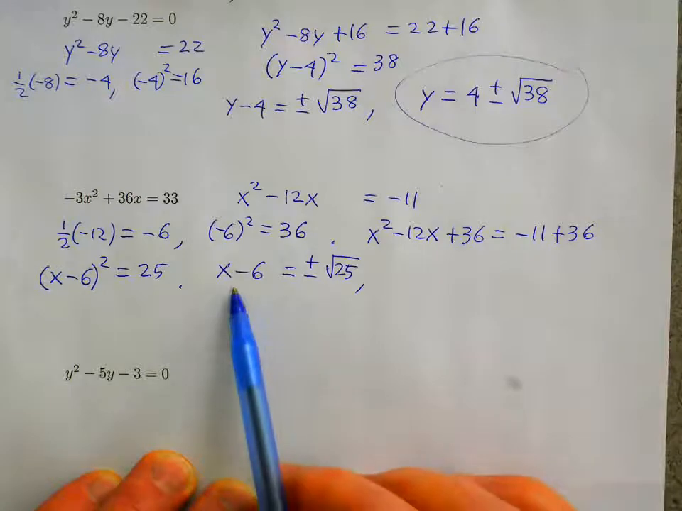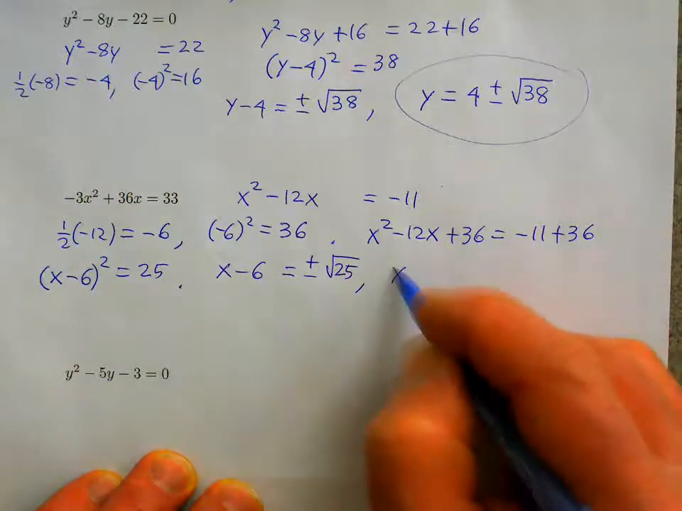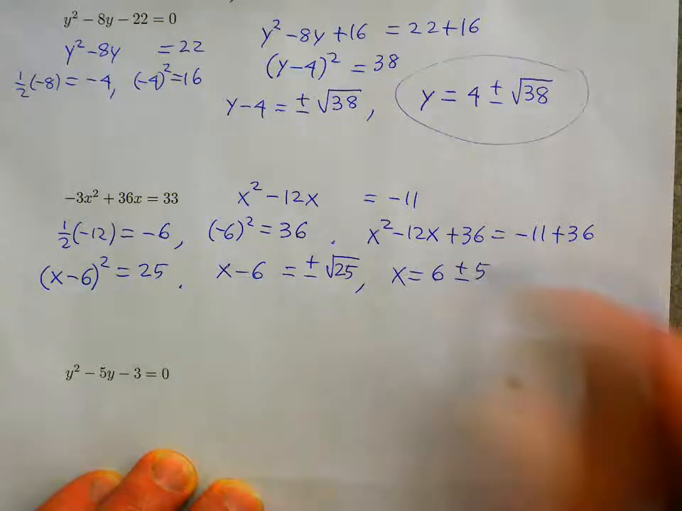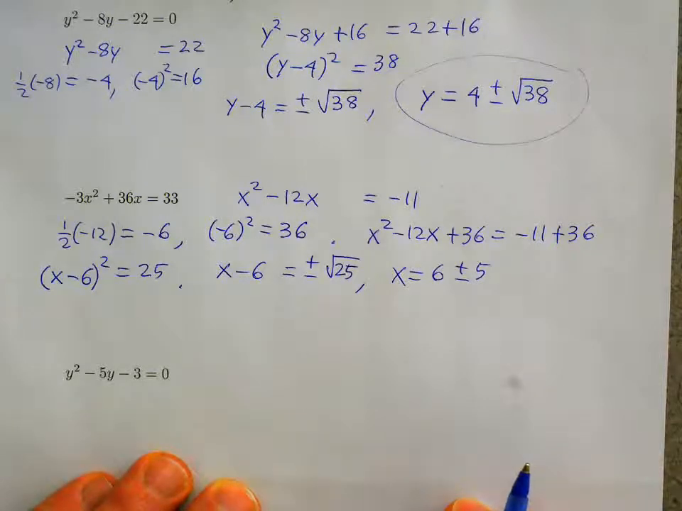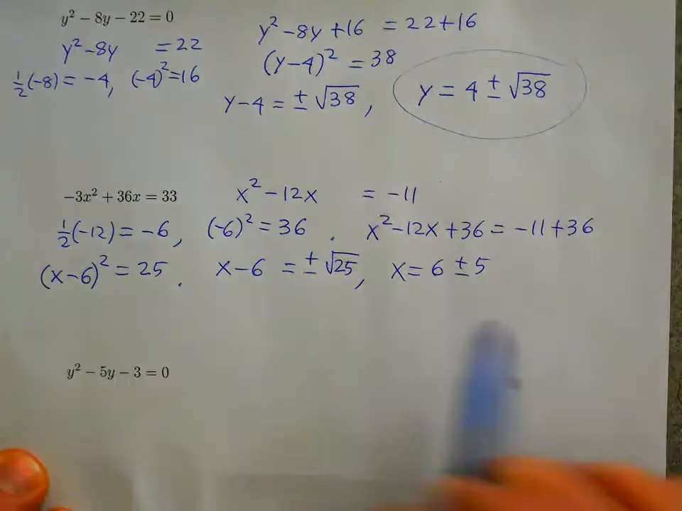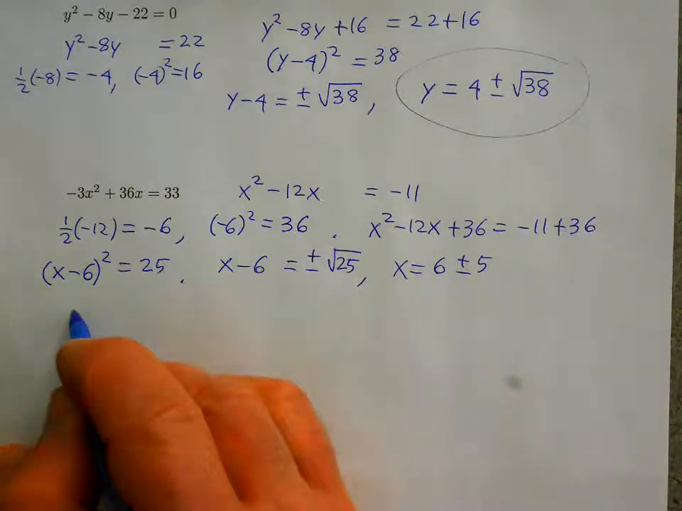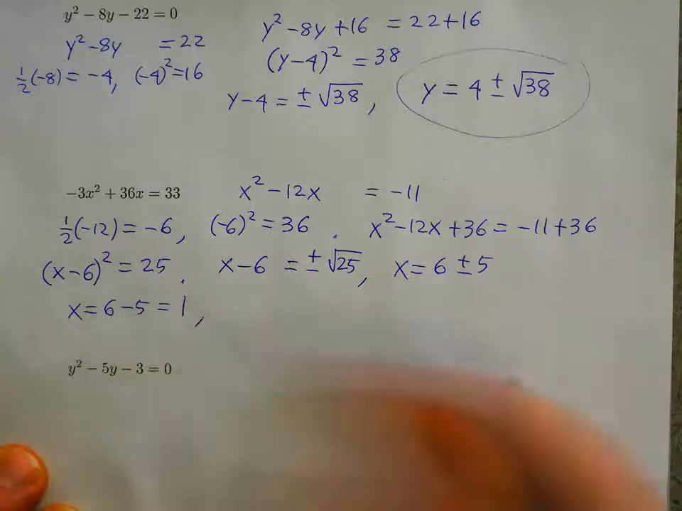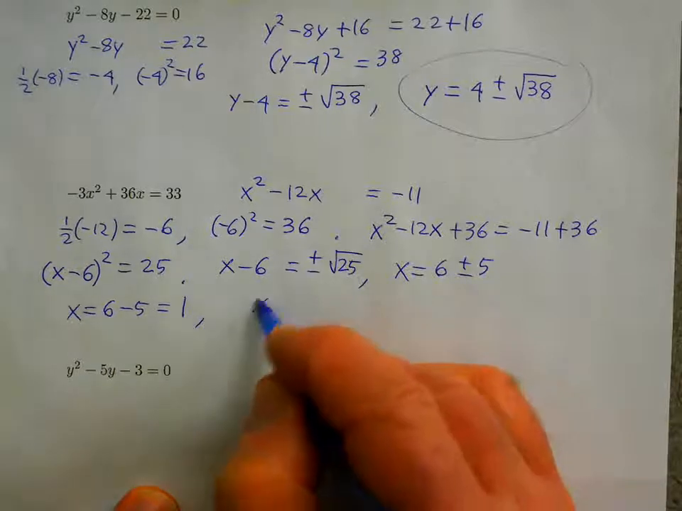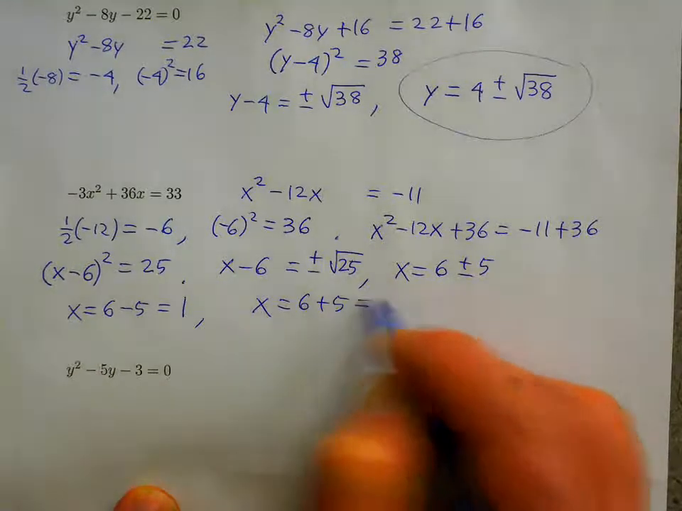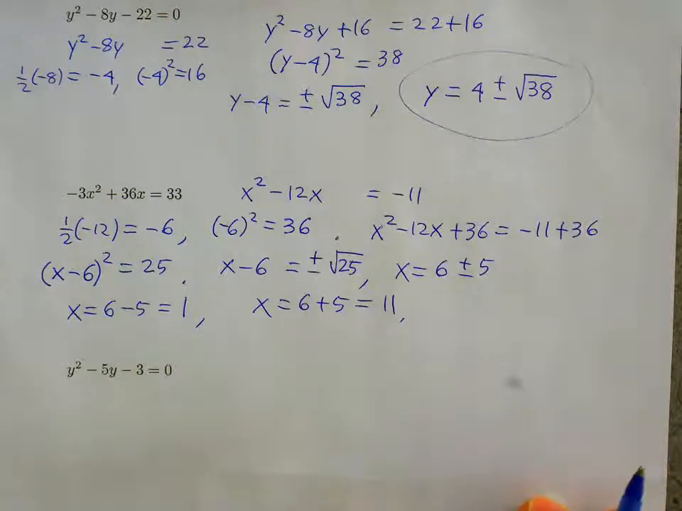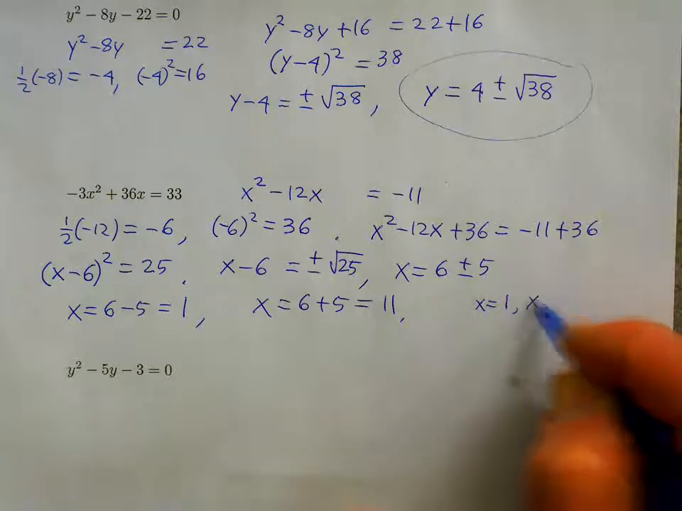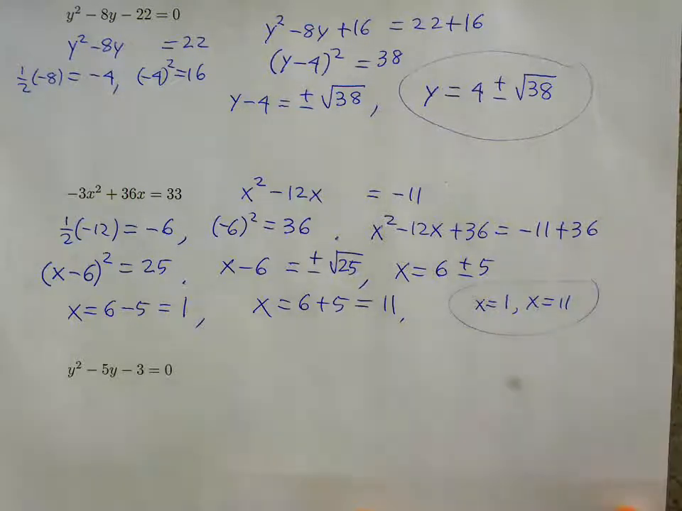So in the next step, I'll do two things at once. I'll add 6 to both sides and also simplify the square root of 25. So we have x equals 6 plus and minus 5. We can simplify further, so we should do that. One solution is x equals 6 minus 5, or +1. And the other solution is x equals 6 plus 5, or 11. So x equals 1 and x equals 11 are the solutions.